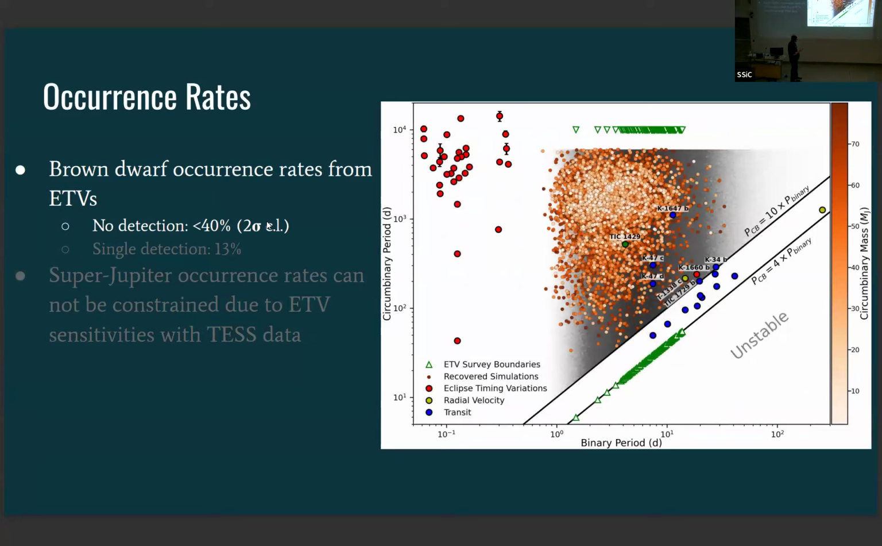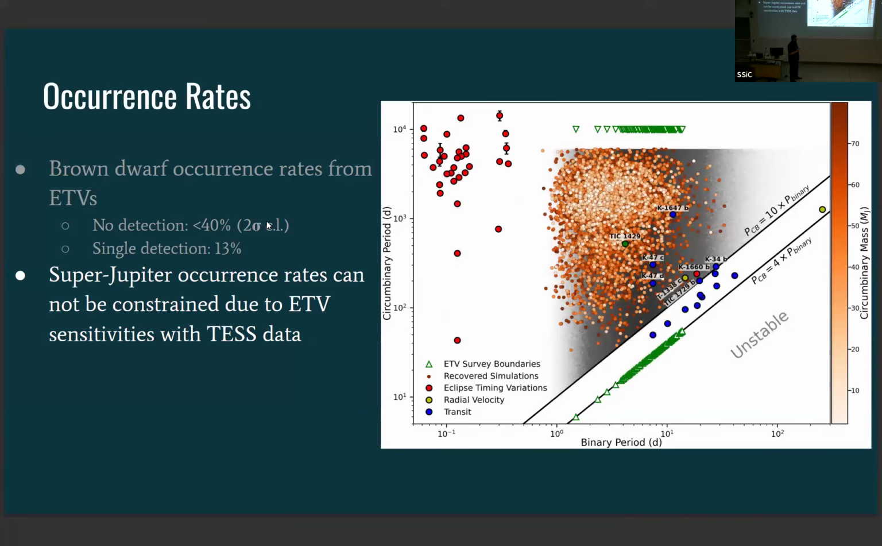The occurrence rate was estimated for brown dwarfs in 2 cases. In case of no detection, assuming that the single object that we detected somehow is not an actual detection and is a false positive, then the upper limit should be 40% at 2 sigma confidence level. If that is an actual detection, then the occurrence rate should be 13% for circumbinary brown dwarfs. However, we were not able to constrain the occurrence rate for super Jupiters since the recovery rate was very small.